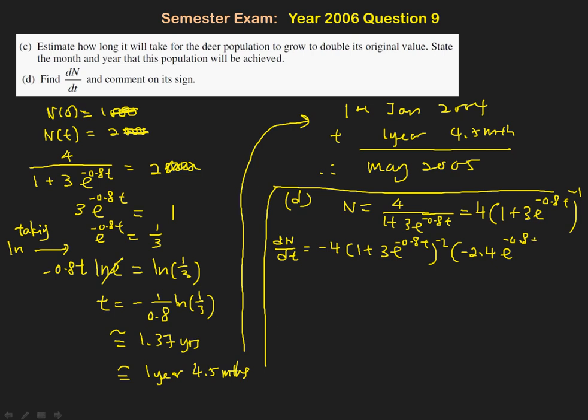And you're going to simplify this. -4 times -2.4 e to the power of -0.8t, and this thing here I can express as follows. Because it's to the power of -2, I can express this as follows, squared, right? Just nice. So finally I would end up with this nice little thing here.